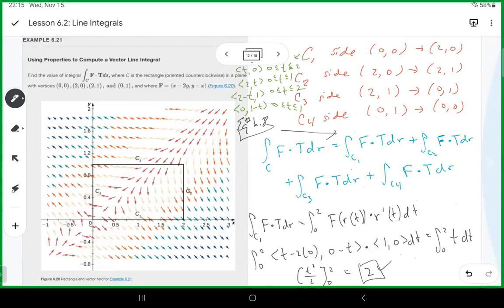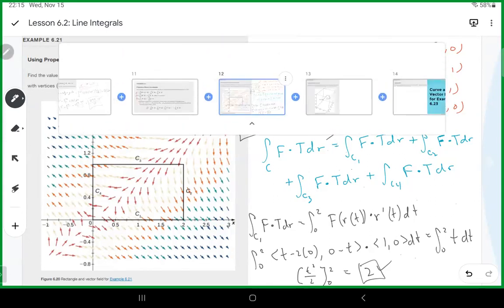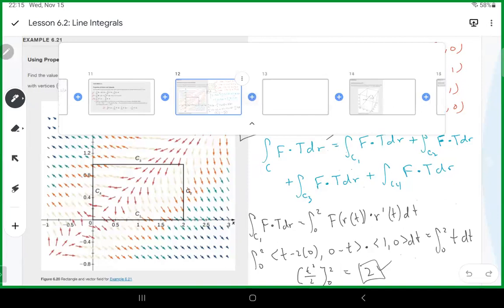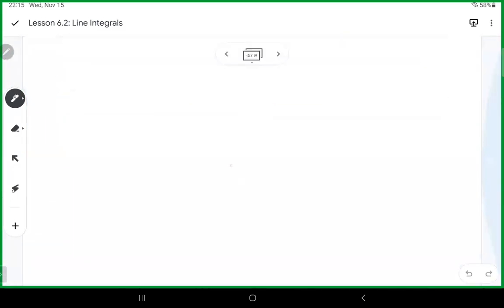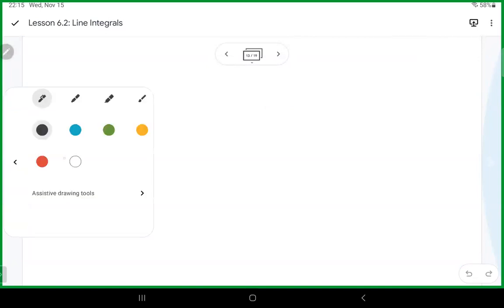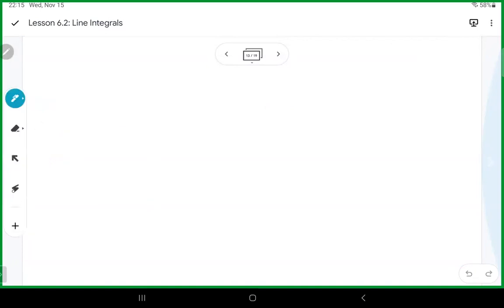So I think I need to add a slide. I believe I do. And then I think the next one has the image. So if I need another one, I think I have half a slide on the next one.